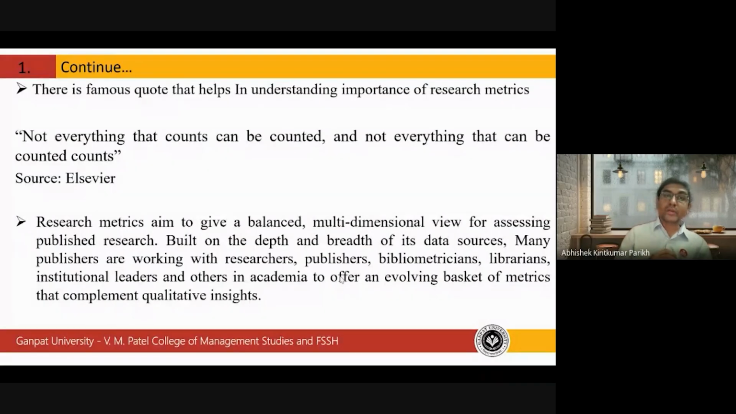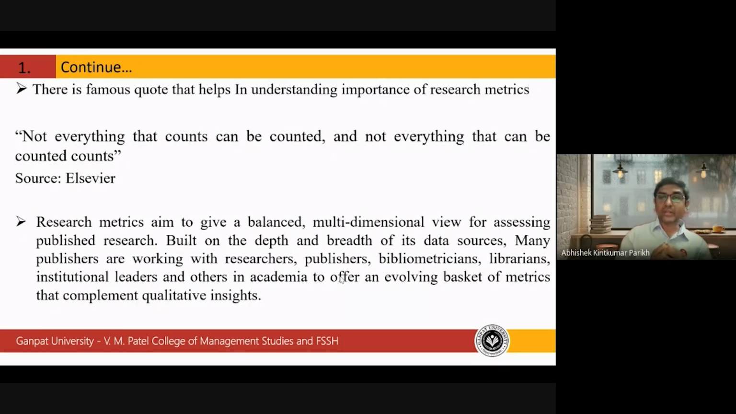So there are social media measures also given by Elsevier, which help us understand whether it is making any impact on the social media platform or not, right? So that also we'll discuss today. Matrices basically aim to give a balanced, multidimensional view of assessing published research. For research which is already published, we try to understand whether it is giving any impact to society or not, that we are trying to measure here, right?